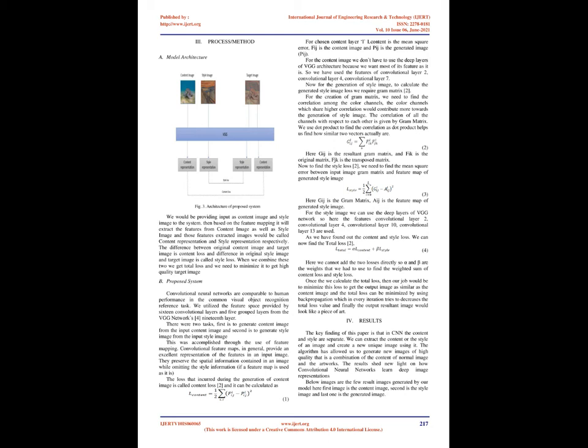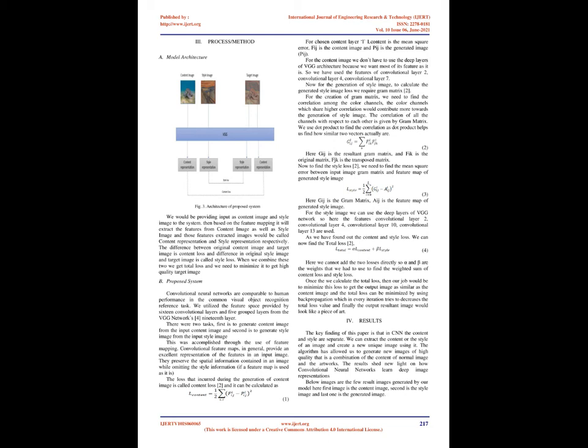3. Process/method. A. Model architecture. For the chosen content layer, L_content is the mean square error, where F_ij is the content image and P_ij is the generated image. For the content image we don't have to use the deep layers of the VGG architecture because we want most of its features as they are. So we have used the features of convolutional layer 2, convolutional layer 4, and convolutional layer 7.